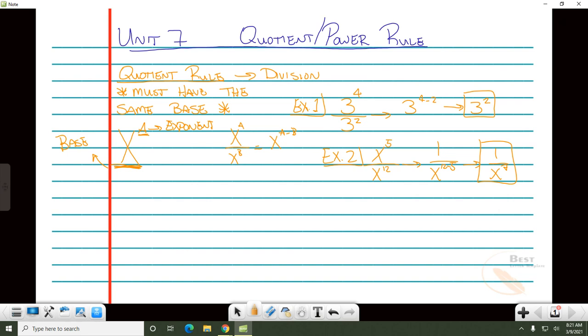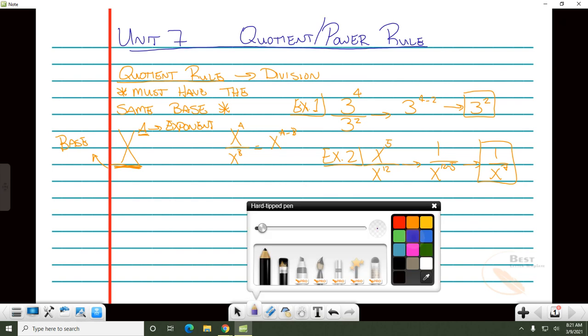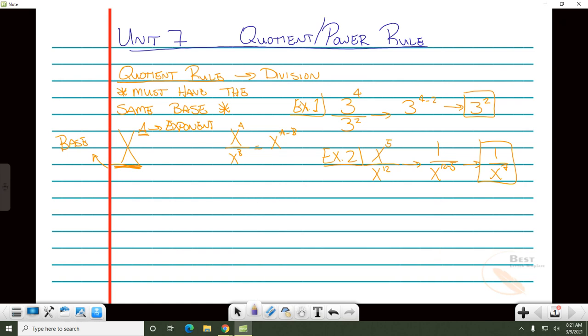Some people like to do things the easy, quick way. Some people are like, hey, I want to go through a process because I'm comfortable doing it that way. It lets me know that I'm doing it right. So just do your top number minus your bottom. You have to have the same base. If you don't have the same base, the quotient rule will not work. Any questions on that one?